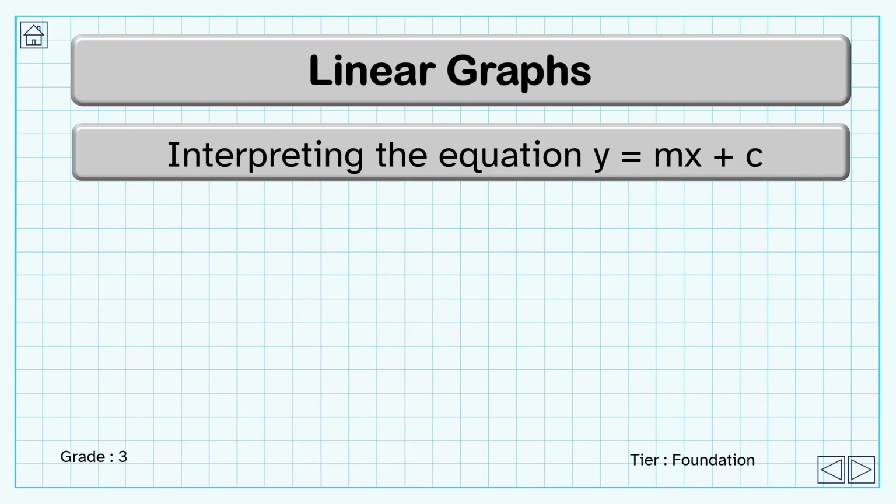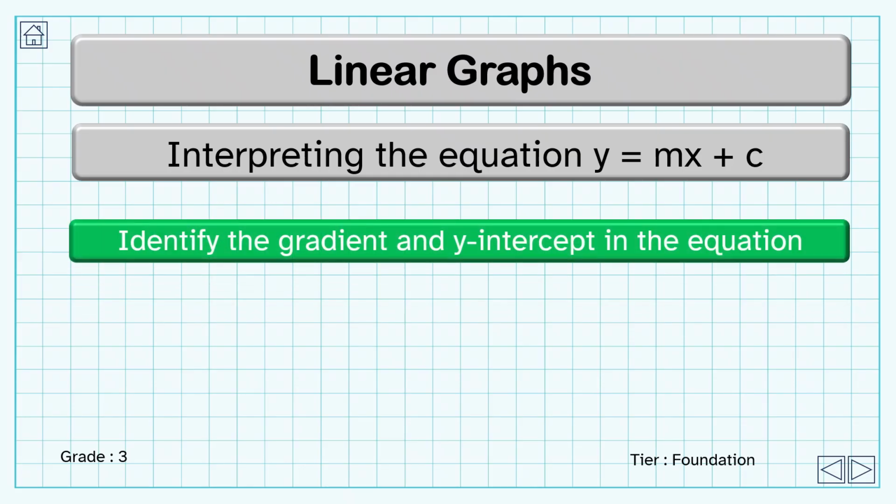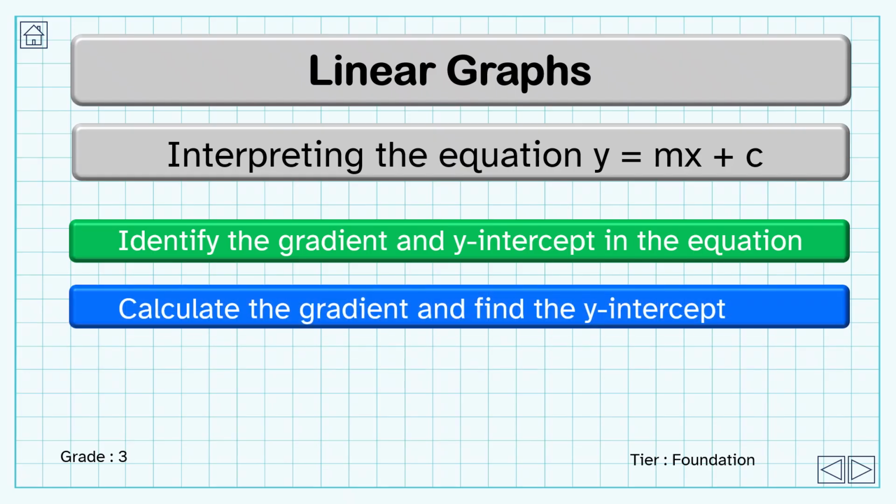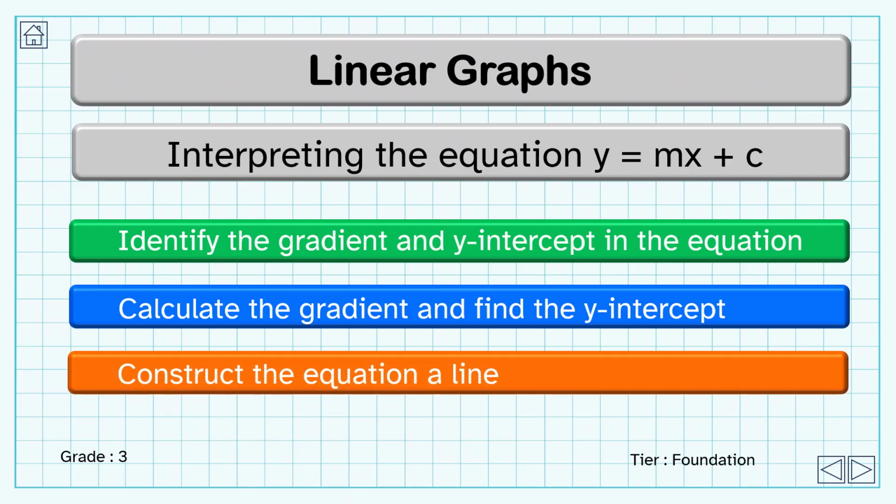So let's review our learning now. Today we had to interpret the equation y is equal to mx plus c. What we have achieved here is the following. We identified the gradient and the y-intercept in the equation. Secondly, we calculated the gradient and also found the y-intercept. And finally, we constructed the equation of a line.